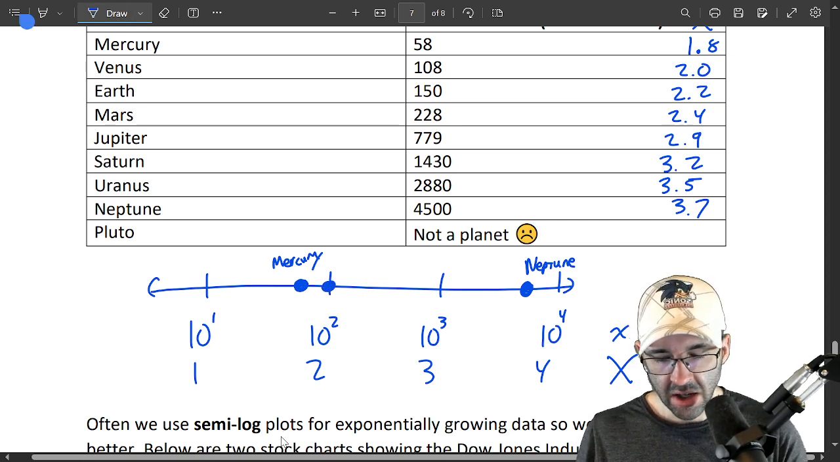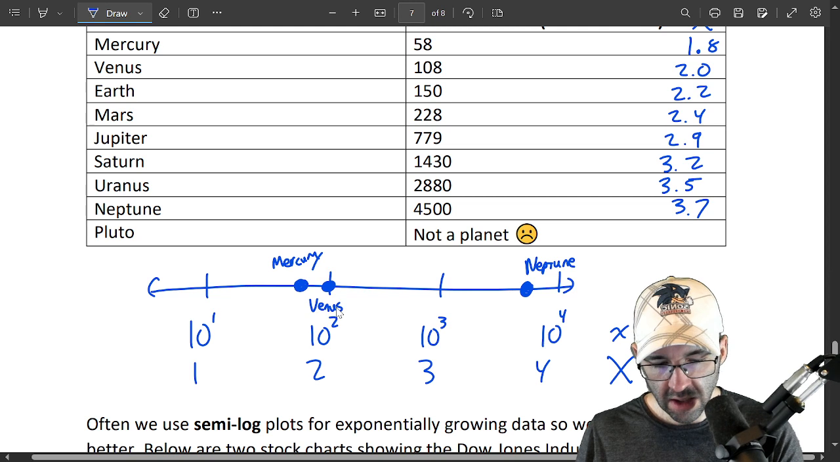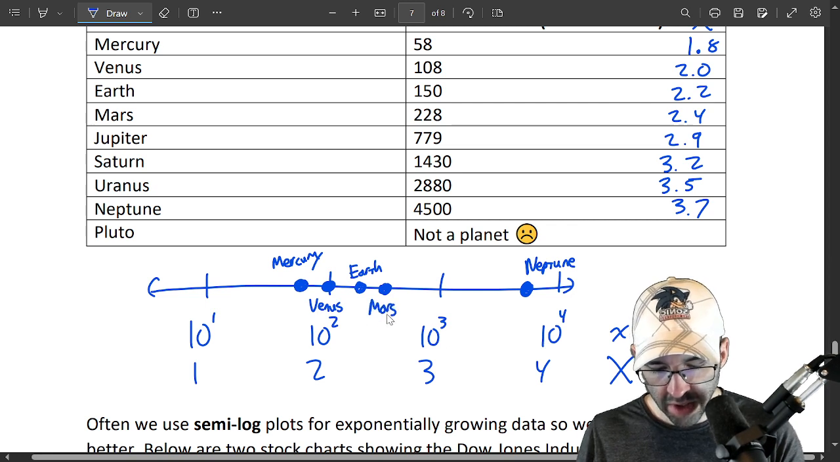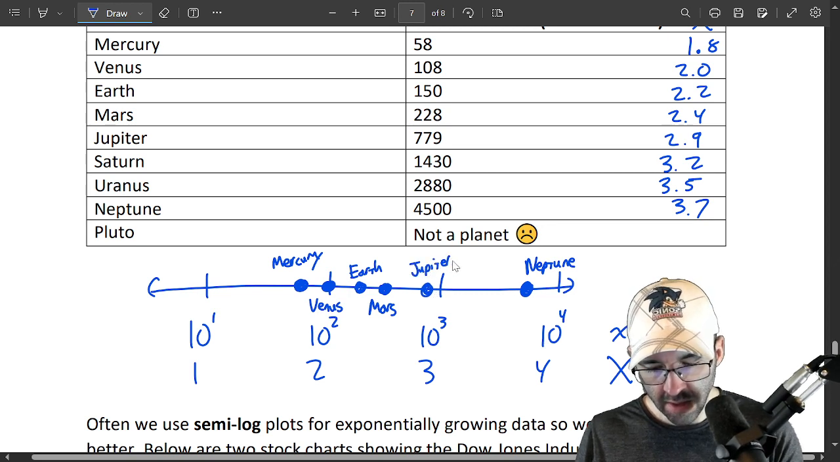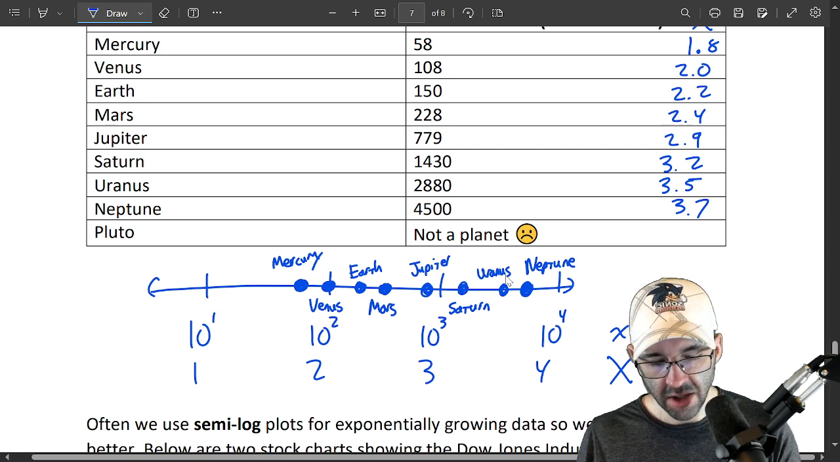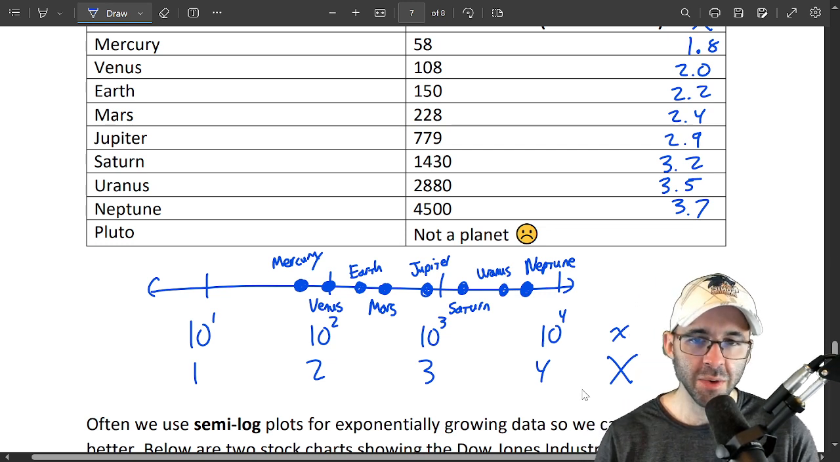We can plot it. So this is Venus. 2.2 is Earth. That's like 2 1/5. 2.4 is Mars. 2.9 is Jupiter. Saturn is 3.2. And Uranus is 3.5. There we go. And Pluto would be somewhere if it was a planet.